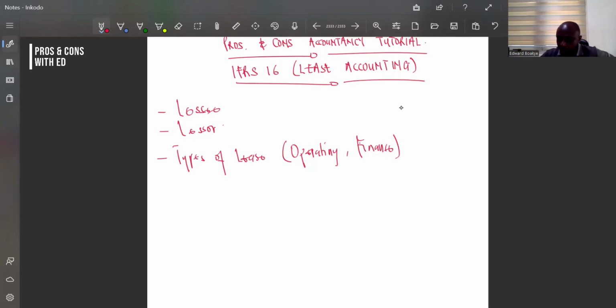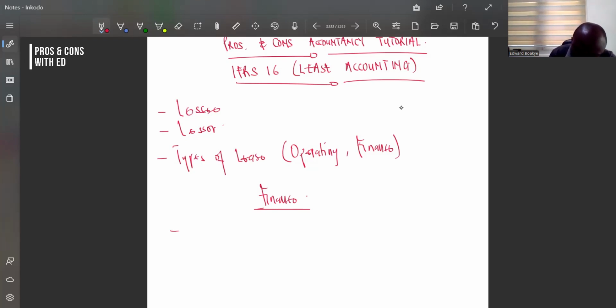Now let's find out some of the issues under a finance lease. For us to say a certain lease is a finance lease, there should be some points which differentiate it from an operating lease. If we say a finance lease, it means the lessee is going to use the asset for more than 75% of its useful life, a considerable amount of time.